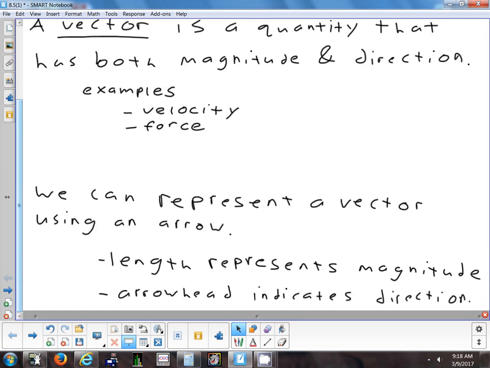So one way we can represent a vector is by drawing a picture of it. And we use an arrow. An arrow can represent two things at the same time. First of all, you can draw the arrow a certain way, so it points in a certain direction. And the length of the arrow can represent the magnitude. So both of these vectors in blue have the same direction, but they have different magnitudes.